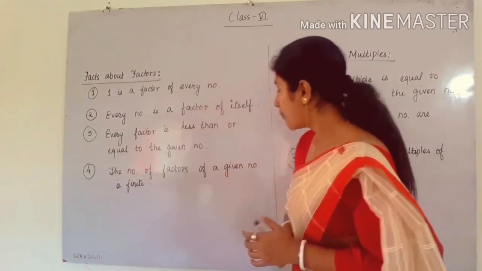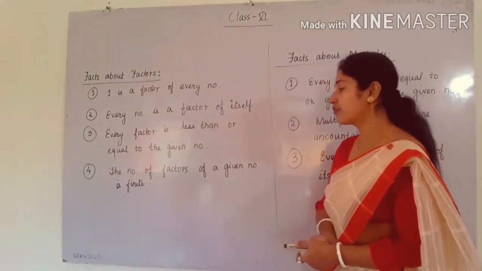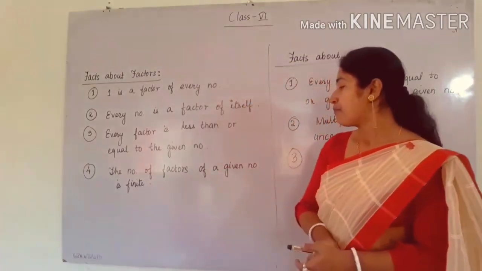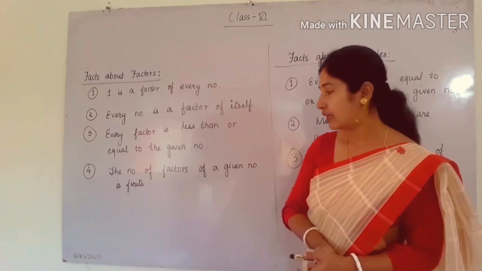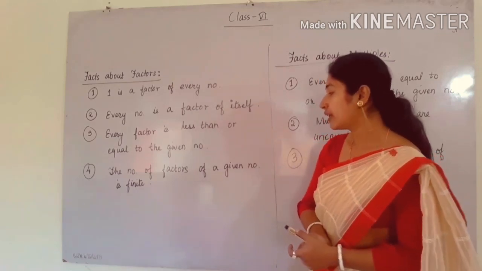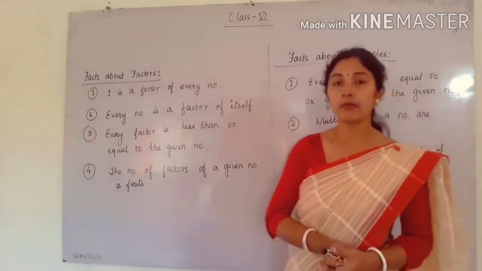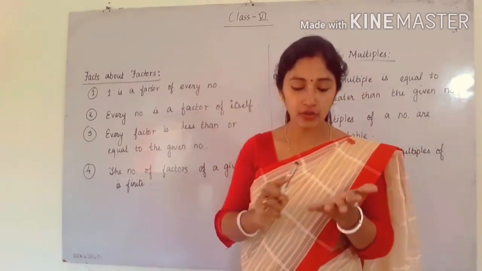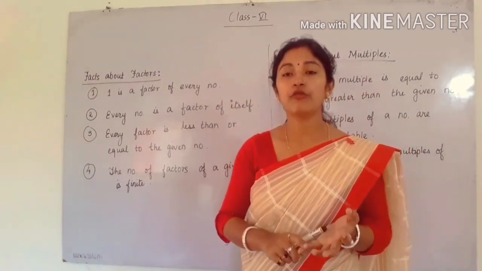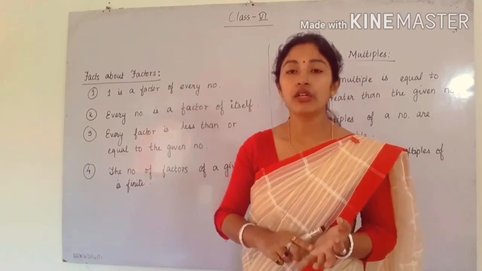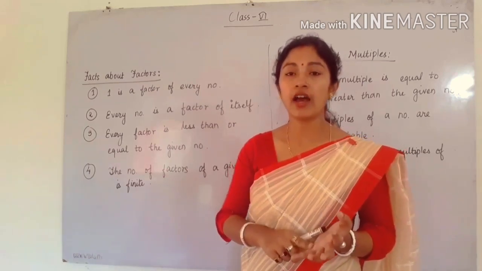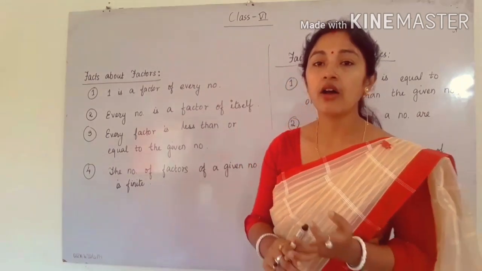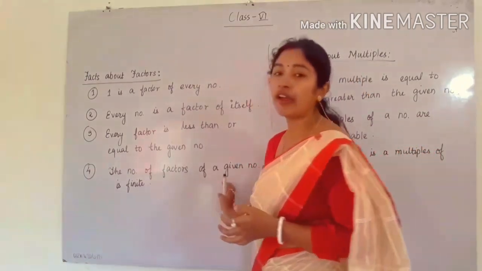Number 4: the number of factors of a given number is finite. Finite means countable, we can count it. That means they are not unlimited. For example, if you find the factors of 8, you will get 1, 2, 4 and 8. So the total number of factors of 8 is 4, that is 1, 2, 4 and 8. So we can count the number of factors.